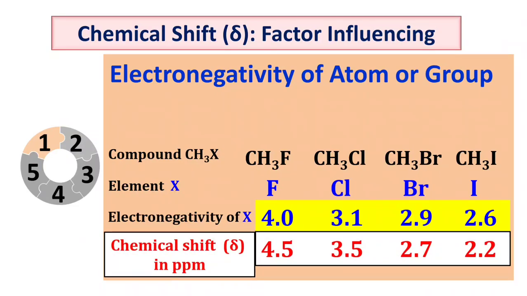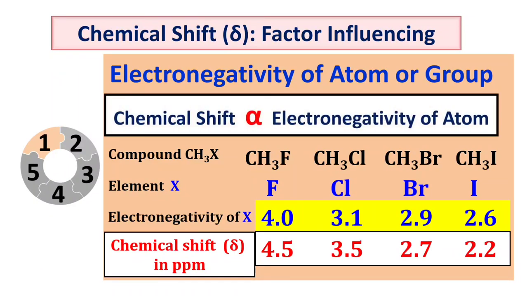Interestingly, the chemical shift delta value in parts per million is highest for methyl fluoride, that is 4.5. For methyl chloride it is 3.5, for methyl bromide 2.7, and for methyl iodide 2.2. So you can see very clearly the chemical shift value changes with the electronegativity of the halogen atom, and thus we can simply say that the chemical shift delta is directly proportional to the electronegativity of an atom or group within the molecule.